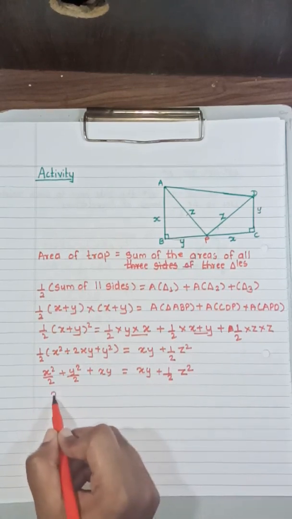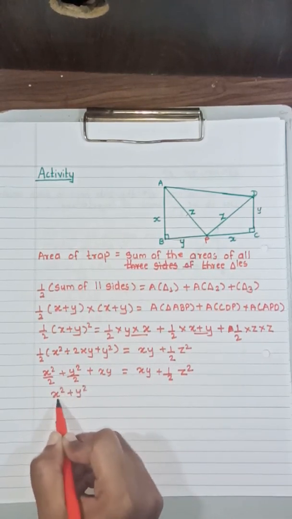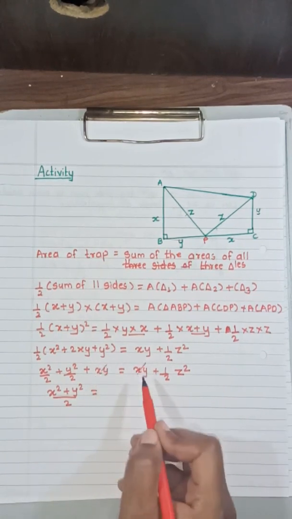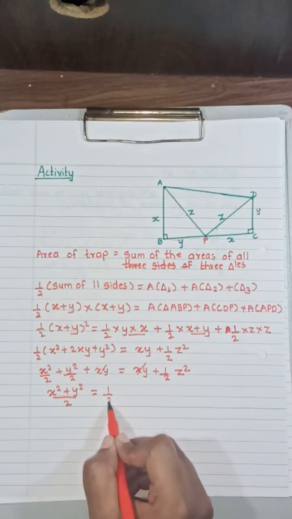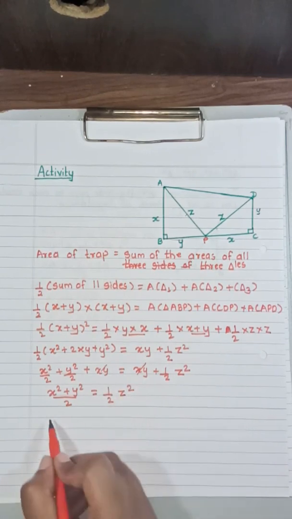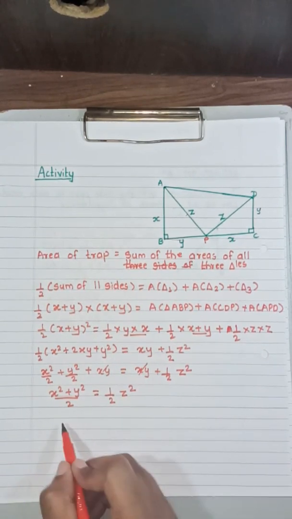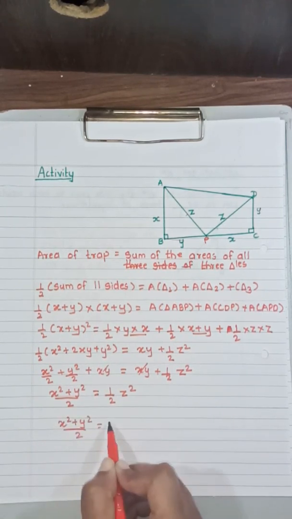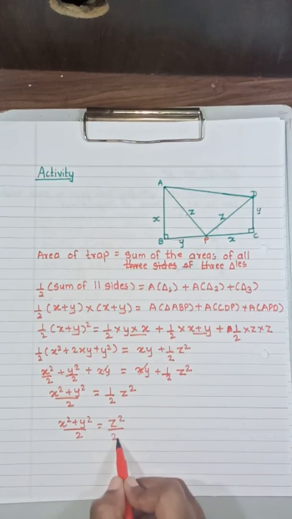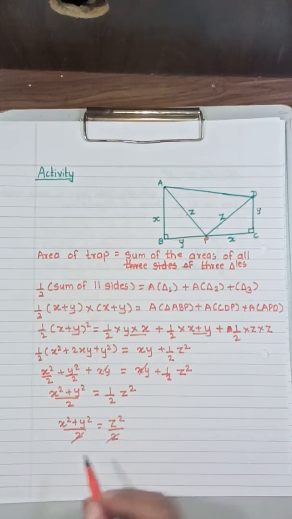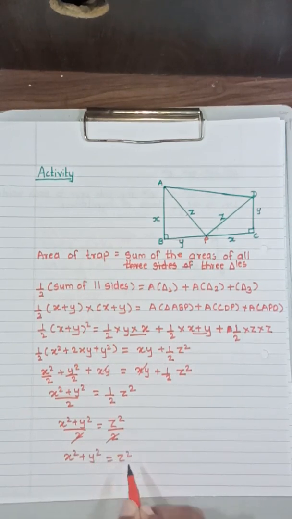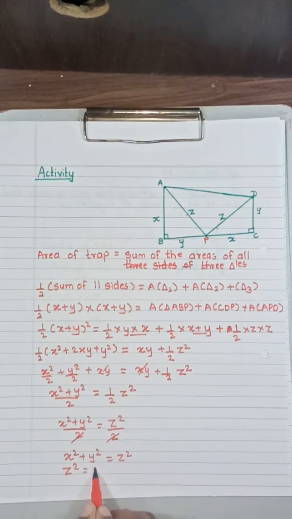Now as 2 will get cancelled, only xy is equal to xy plus half into z square. Now x square plus y square upon 2 is equal to, this xy will get cancelled, half into z square. Therefore x square plus y square upon 2 is equal to z square upon 2. Now this 2 will get cancelled and you will get x square plus y square is equal to z square, or you can also write it as z square is equal to x square plus y square.